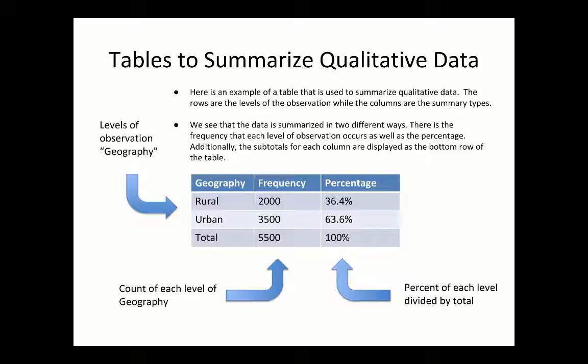Here's an example of a table that is used to summarize qualitative data. The rows are the levels of the observation, while the columns are the summary types. We see that the data is summarized in 2 different ways. There is the frequency that each level of observation occurs, as well as the percentage. Additionally, the subtotals for each column are displayed at the very bottom row of the table, which is a very common practice.